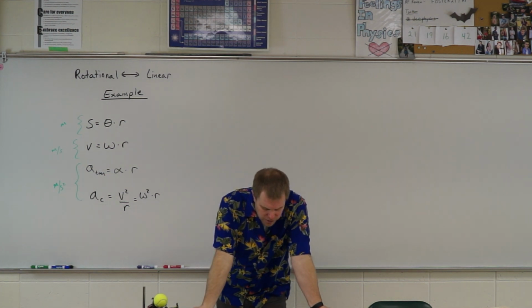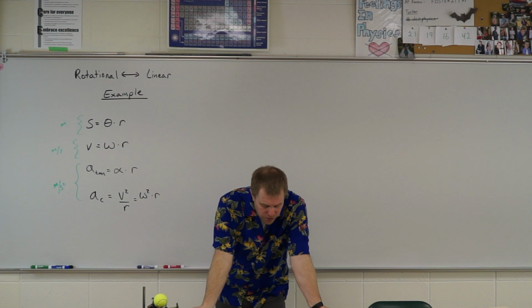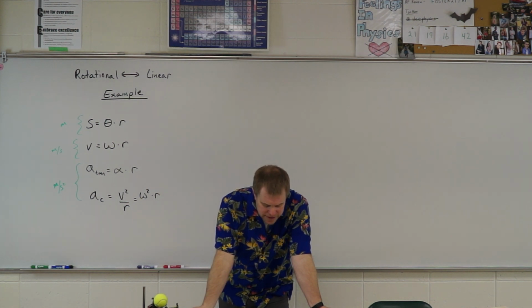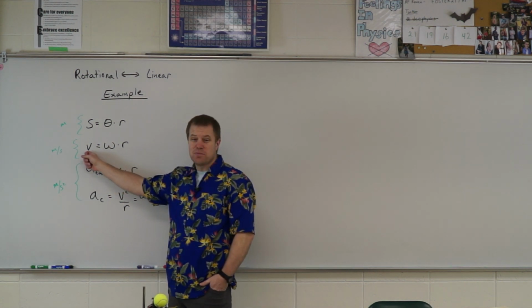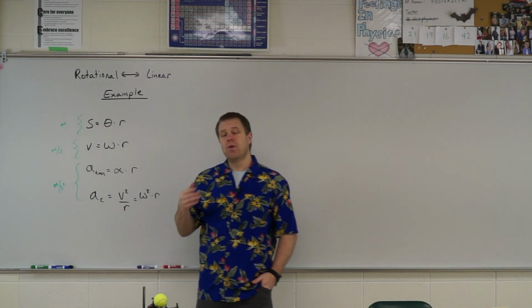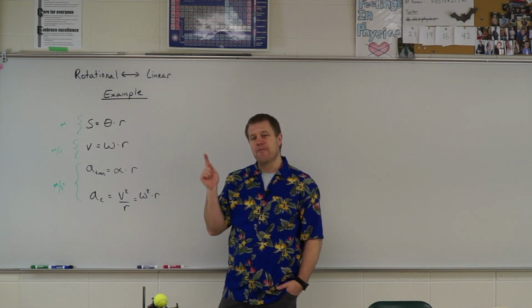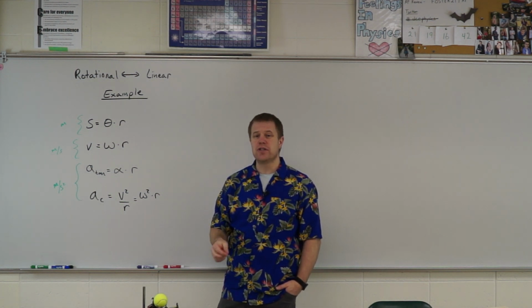A model of a helicopter rotor has 4 blades, each 3.4 meters in length from the central shaft to the tip of the blade. The model is rotated in a wind tunnel at 500 revolutions per minute. What is the linear speed in meters per second of the blade tip? So I'm trying to find linear speed, so I'm trying to find V. But what did they tell me? It was being rotated at 550 revolutions per minute.